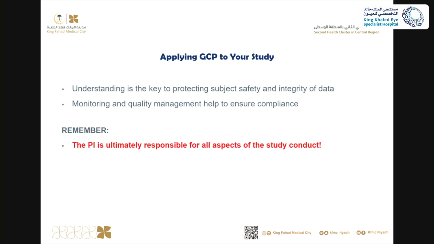This is the message we are always sharing. The PI is ultimately responsible for all aspects of the study conduct. Even if someone else on the study team made a mistake, it's still your responsibility as investigator to take it on your shoulders. I'm done with the investigator responsibility.